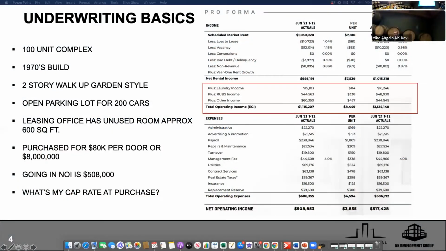So last time, for those that were here, we spent some time taking a P&L, really just an offering memorandum, and looked at revenue and expenses. We spent time talking about income first. This is a 100-unit apartment building. This is a real deal, a 100-unit, two-story apartment building built in the 70s. All the information is there on the left.